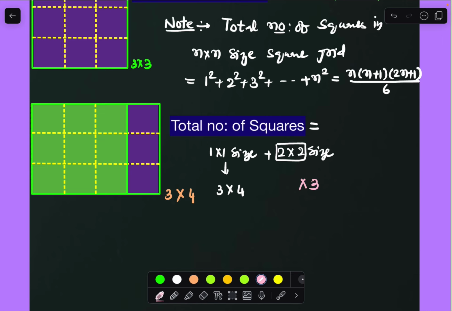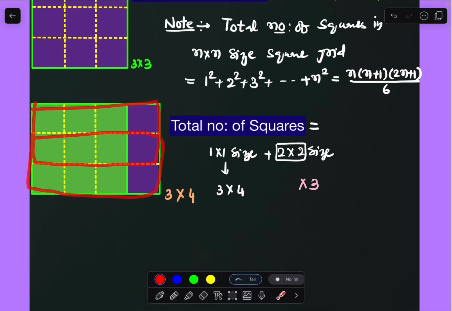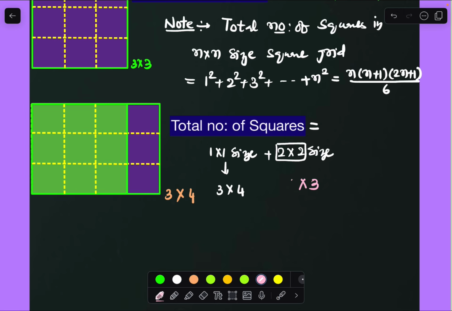And how many 2 unit rows are there? We can check it. It is 1 2 unit row, and one more 2 unit row here. And totally, how much did we get? 2 into 3, we can get by observing normally. First I am finding 1 by 1 unit size squares. After that I am decreasing the base continuously by 1, right?